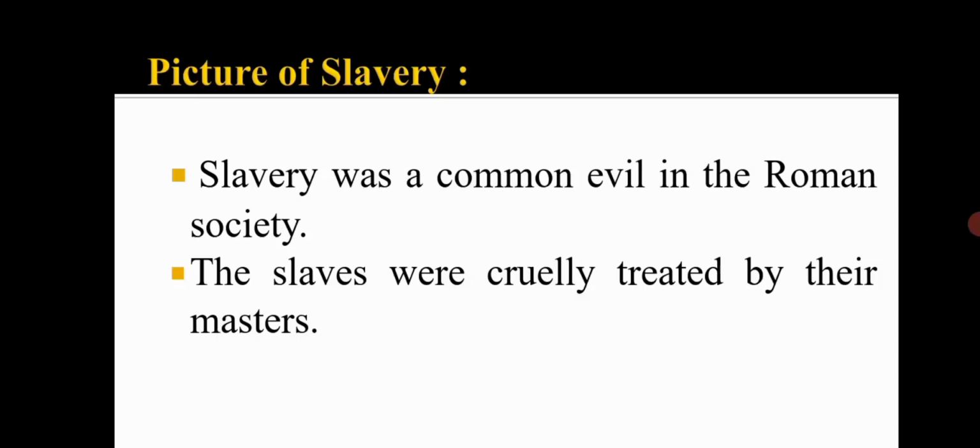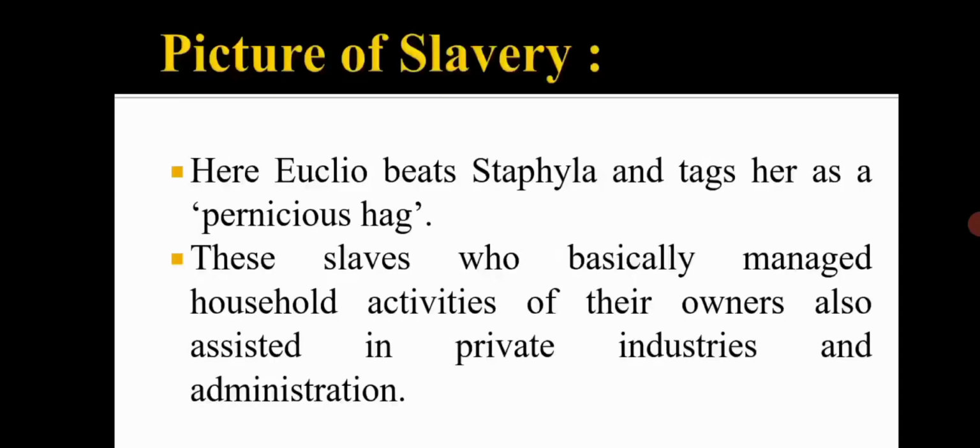Next, at the time, slavery was a sin. It was a blot on the body fabric of society. And this sin has also been given vent in this drama. How? Slavery was a common evil in Roman society. The slaves were cruelly treated. They were brutally exploited by their masters. Here, Euclio beats Staphyla and brands her a pernicious hag. Thus, her identity is taken away by Euclio. She is marked as a hag, and this is a totally inhuman act.